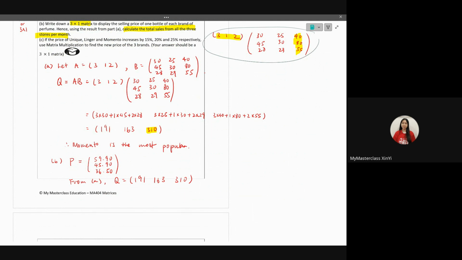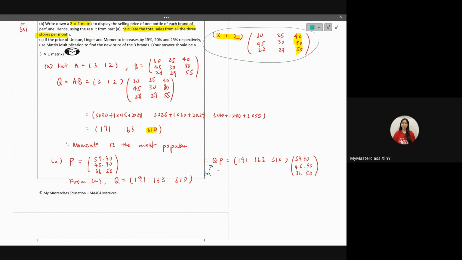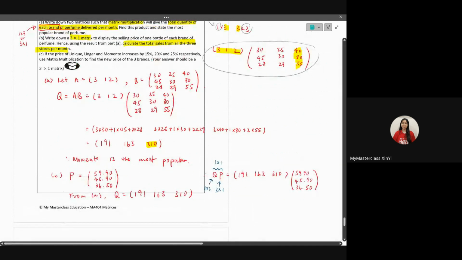Therefore, Q times P equals 191, 163, 310 times 59.90, 45.90, 36.50. This matrix multiplication can be done because your Q is a 1 by 3 matrix and this is a 3 by 1 matrix. So ultimately, you're going to end up with a 1 by 1 matrix, which will give you the total sale.